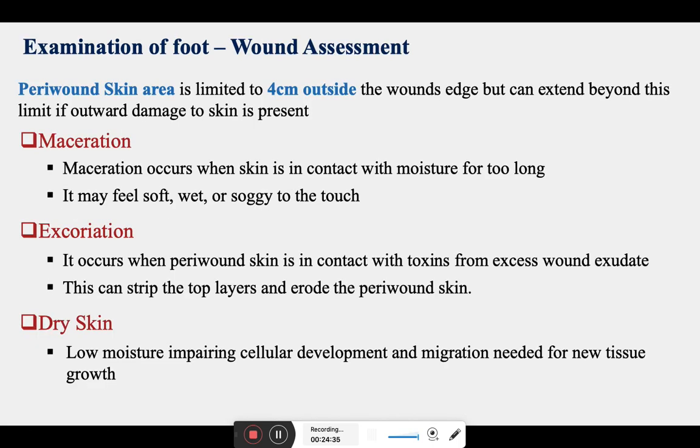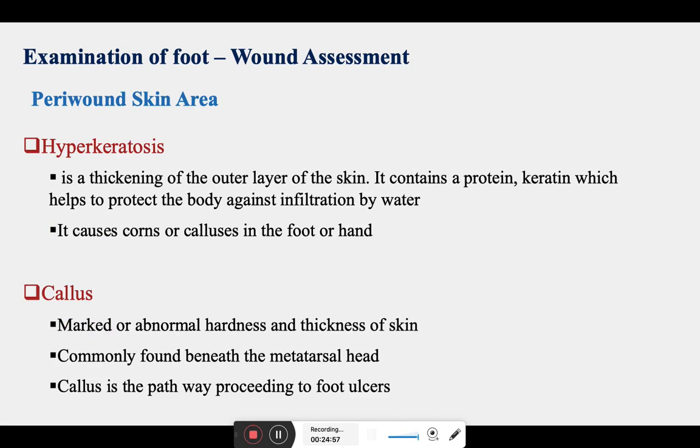Peri-wound area. When we talk about the peri-wound area, that is approximately 4 centimeters outside the wound edge, but it may extend beyond that. Look for maceration, excoriation and dry skin. Then hyperkeratosis, that is, as I said, a thickening of the outer layer of the skin. Then any callus formation. So we have to look for all these things very clearly.